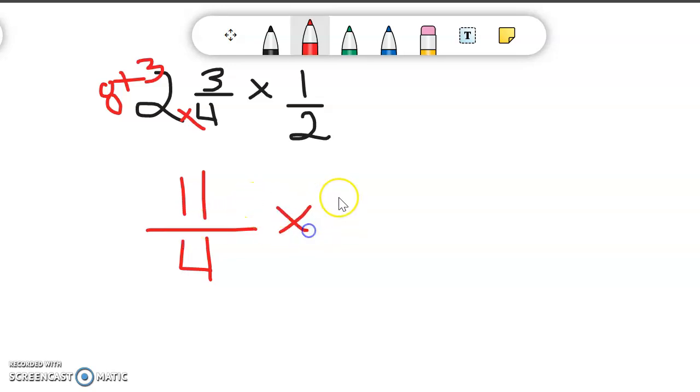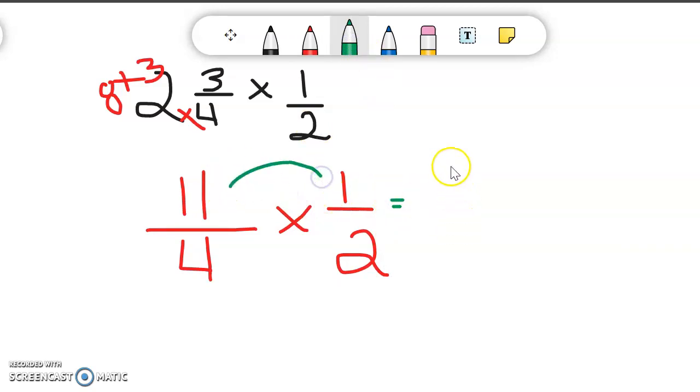I bring the multiplication symbol down, times 1/2. Now, since it's an improper fraction, I'm actually ready to multiply. So 11 times 1, when I multiply the two numerators, is 11. And then 4 times 2 is 8. So I have the improper fraction of 11/8.